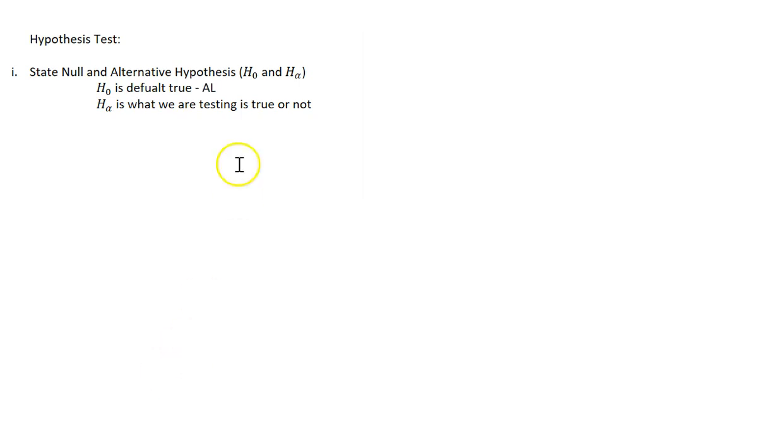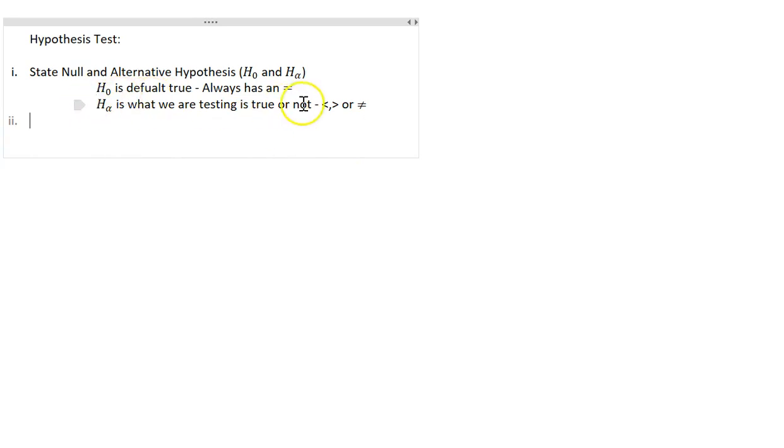A little bit more about the null and the alternative hypothesis. The null hypothesis always has an equal sign. The alternative hypothesis always has either a less than, a greater than, or a not equals symbol. So null is always equal, and alternative is always a less than, greater than, or not equal.